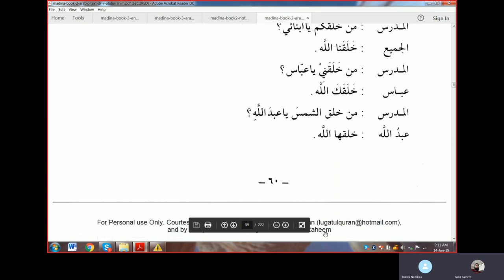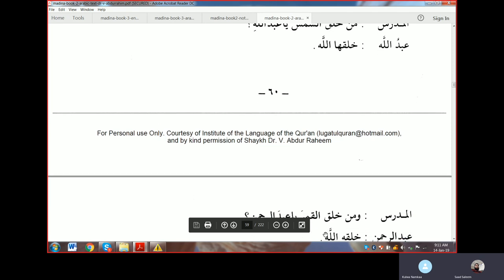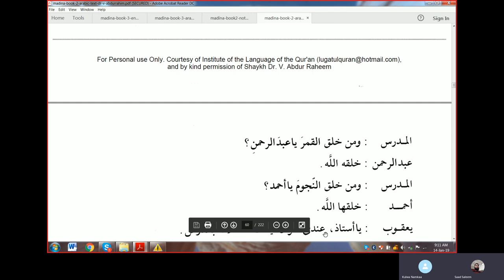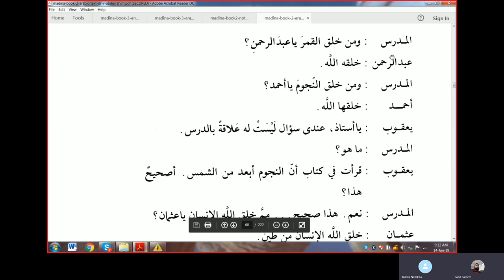Who created the sun, O Abdullah? Khalaqaha Allah. Allah created it. And who created the moon, O Abdurrahman? Khalaqahu Allah. Allah created it. And who created the stars, O Ahmad? Khalaqaha Allah.